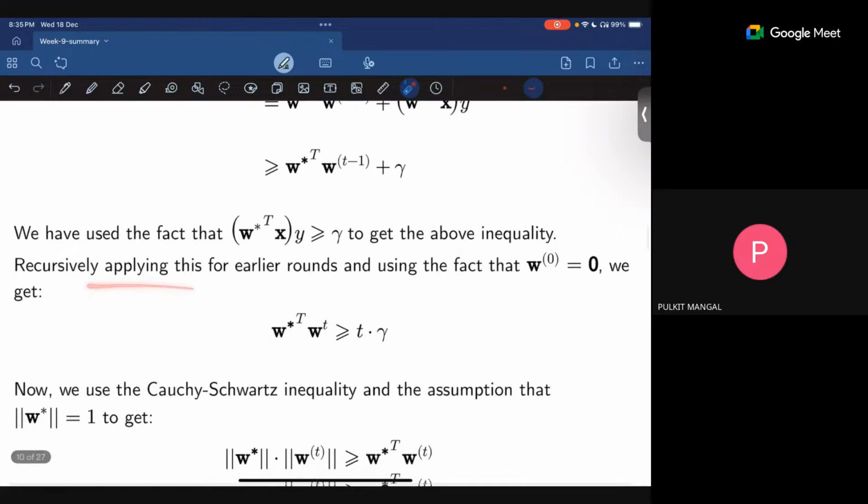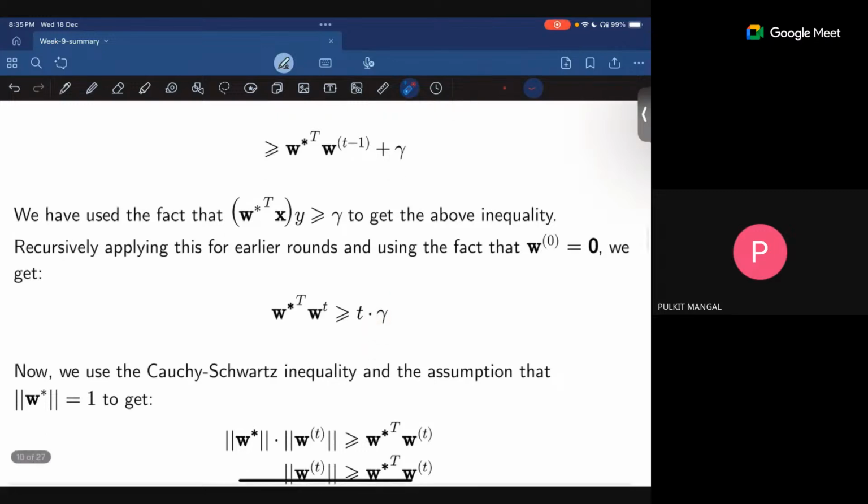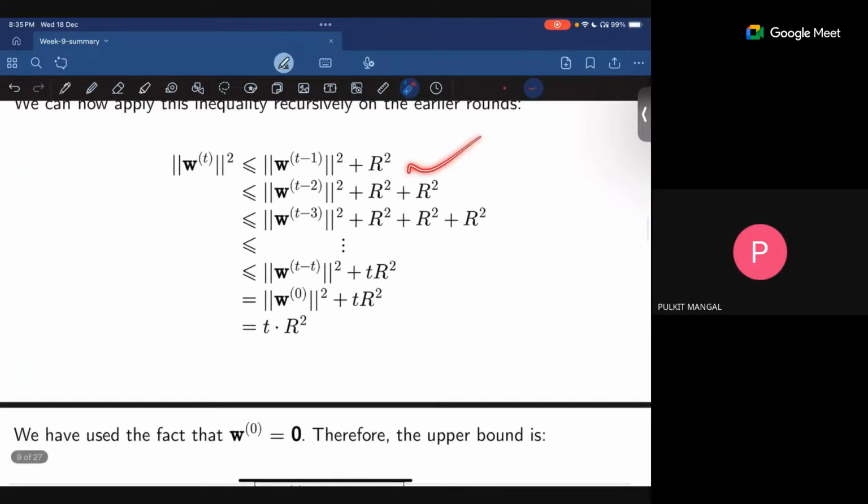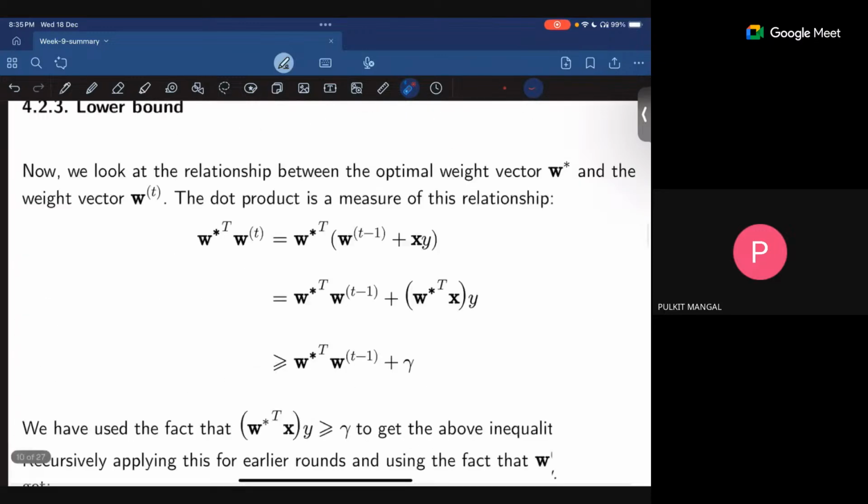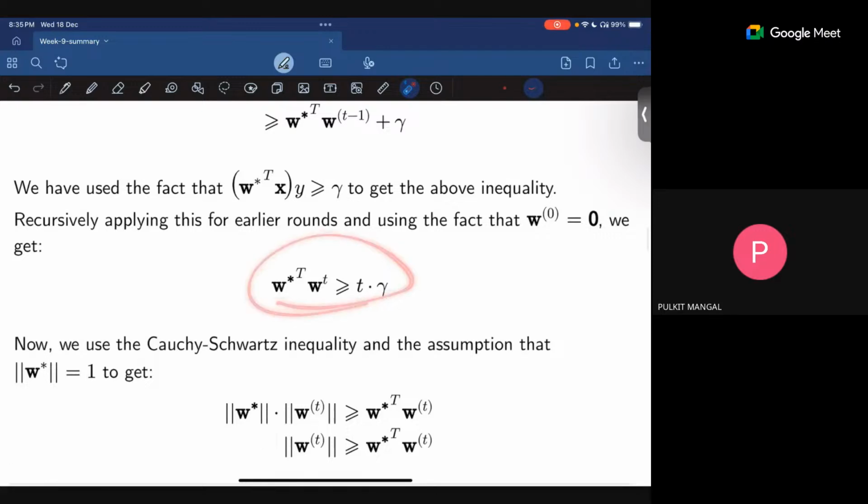Now, if we again do the recursive thing, we will get this as the final form: W star transpose Wt is greater than or equal to T times gamma. As initially we reach W naught, which is the 0 vector, this term vanishes, so we are just left with T times gamma. If you do this recursively, you will reach this conclusion.